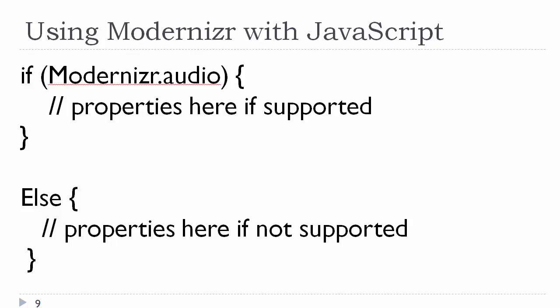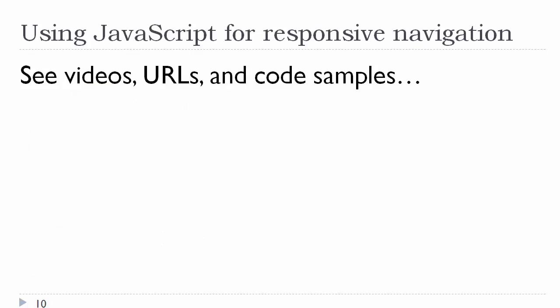Alright, here again, let's do this testing with the audio. So we would have an if condition, if Modernizr.audio, and in the event that the browser did support audio, we can write some JavaScript code. Else, meaning they didn't support it, and that should be a lowercase e, it would mean we can write some code if those properties are not supported. We are also looking at using JavaScript for responsive navigation in this week, and I have additional videos, URLs, and code samples in order to accomplish that.